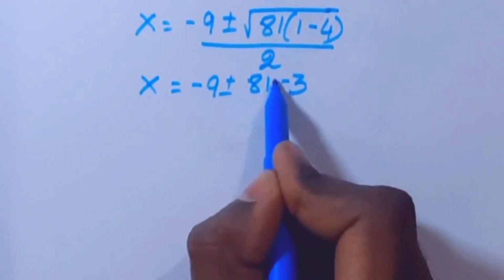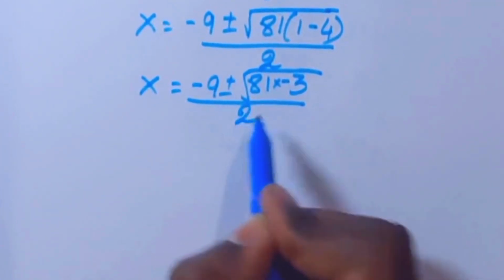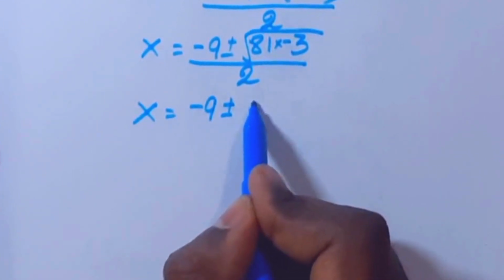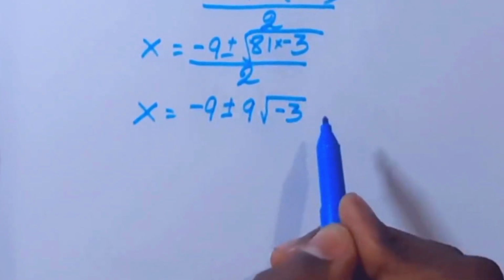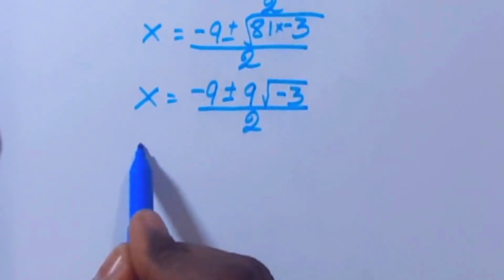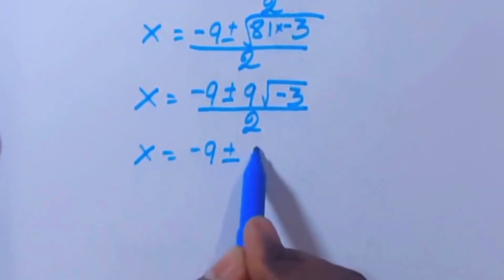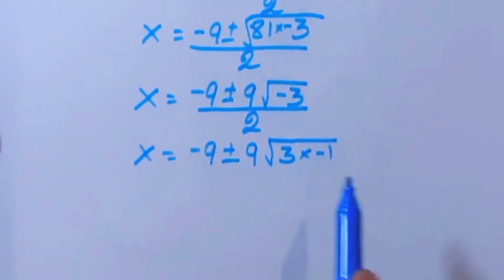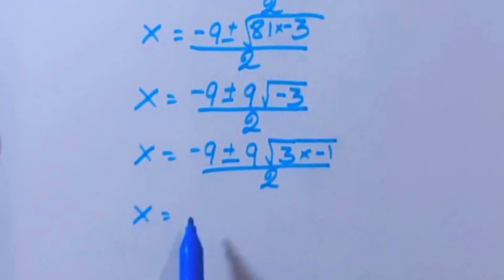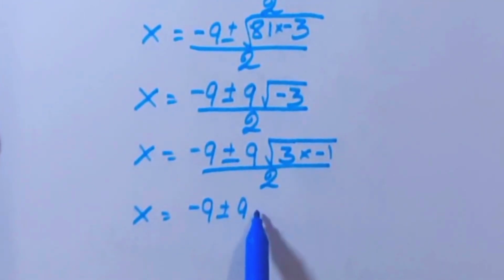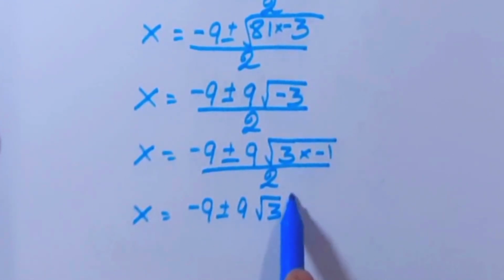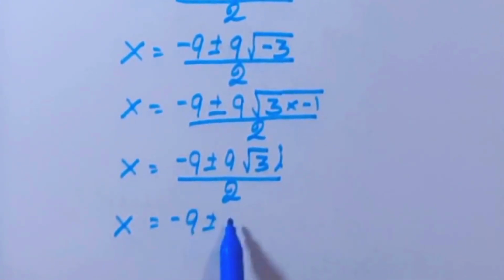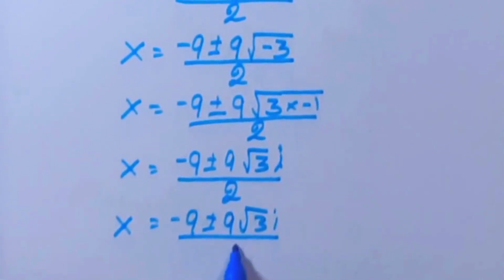Now x equals minus 9 plus or minus, square root of 81 is 9, times square root of minus 3, by 2. Now x equals minus 9 plus or minus 9 times square root of 3 times minus 1, by 2. Square root of minus 1 is i. So it is minus 9 plus or minus 9 square root of 3 i, by 2.